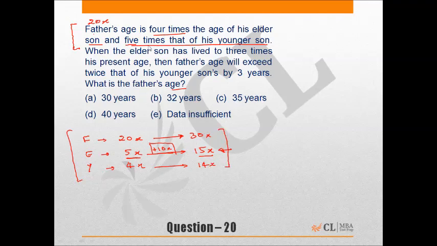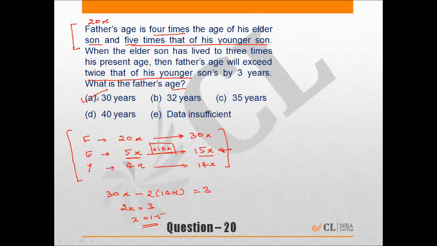Now what does the question say? Father's age, which is 30x, will exceed twice that of his younger son by 3 years. So this becomes 30x minus 28x, so 2x is equal to 3, or x is equal to 1.5. Now you can get everything else. What is the father's age? Father's current age is 20 into 1.5, which is 30 years.